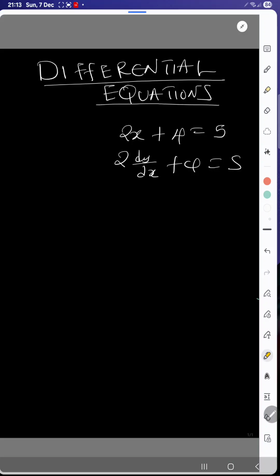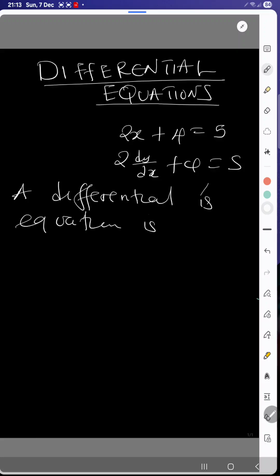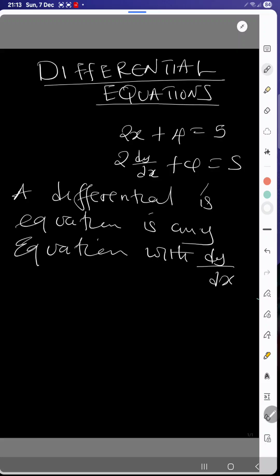Alright, having given that preamble, a differential equation is any equation with dy dx in it. No wonder it is termed a differential, because whenever you hear the word differential, it means we are looking at the dy dx, or the derivative of a certain function.